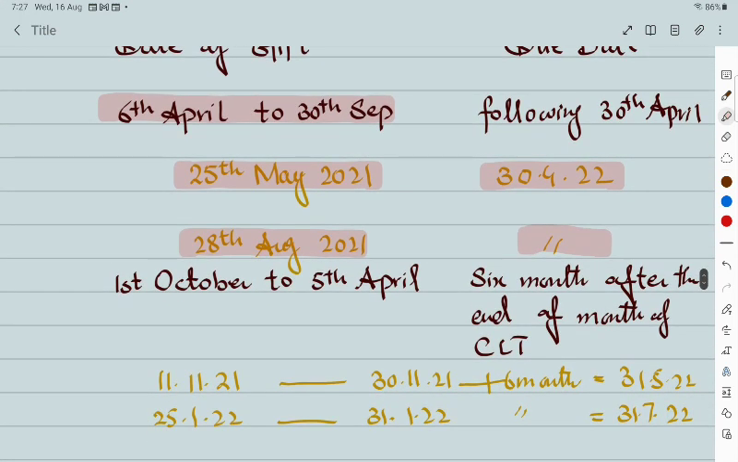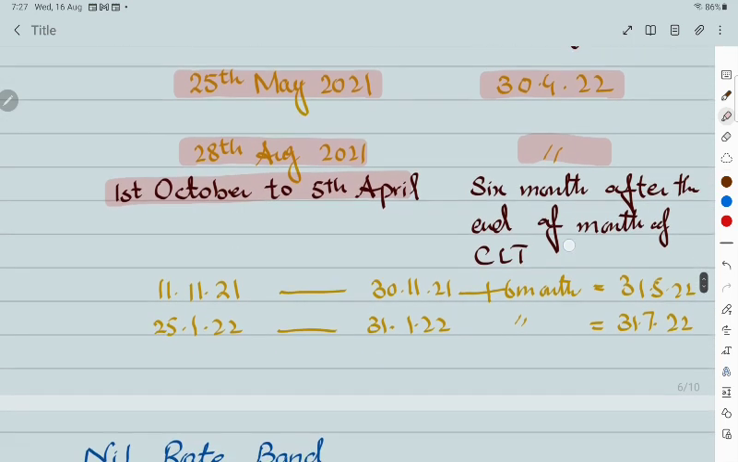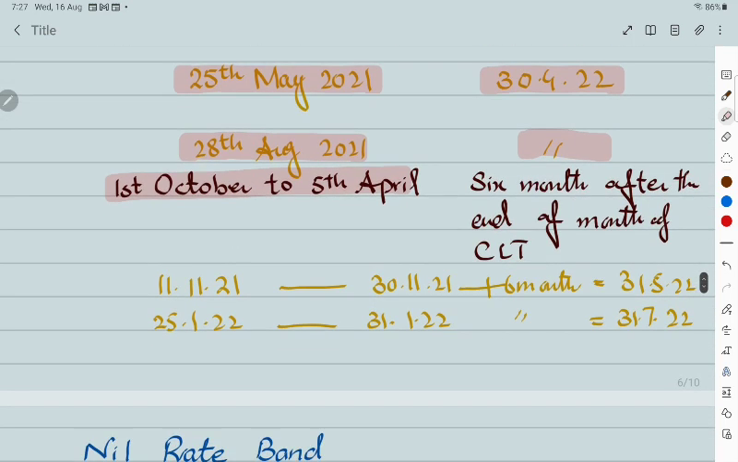But what if the gift is made between 1st October and 5th April? In that case, the due date is 6 months after the end of the month of the CLT. So first we have to recognize the end of the month and then add a 6 month period.